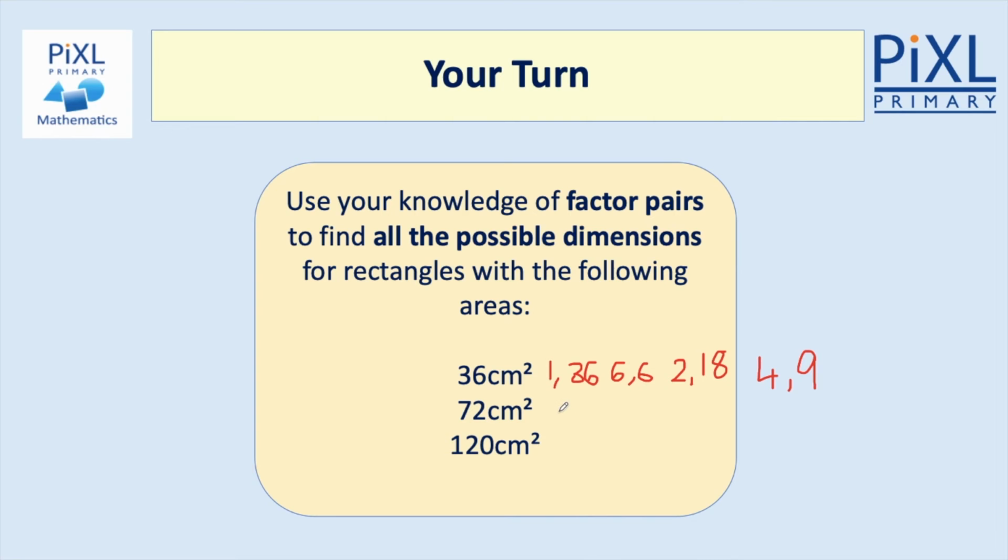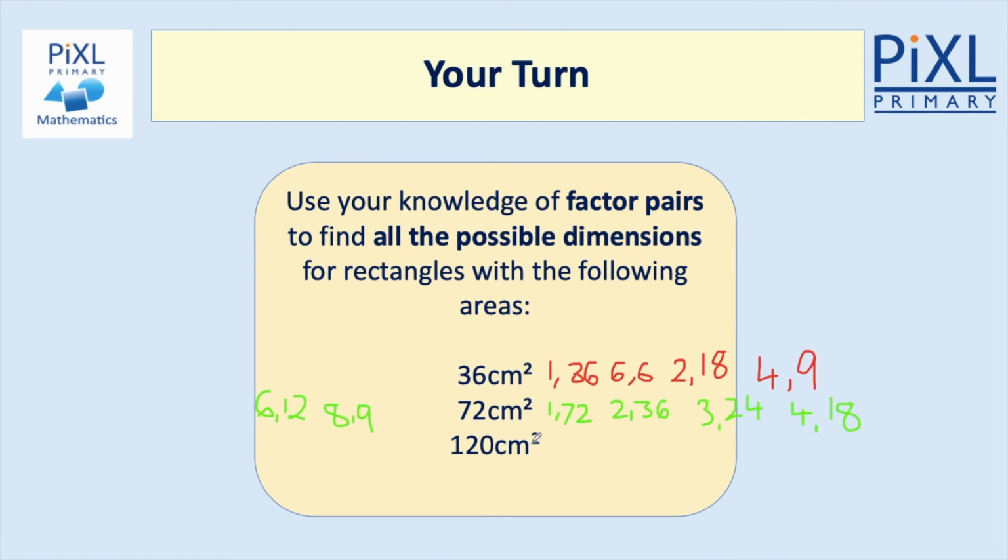72 square centimetres, you could have had 1 and 72. You could have had 2 and 36. You could have had 3 and 24. You could have had 4 and 18. You also could have had 6 and 12. And you could have had 8 and 9.